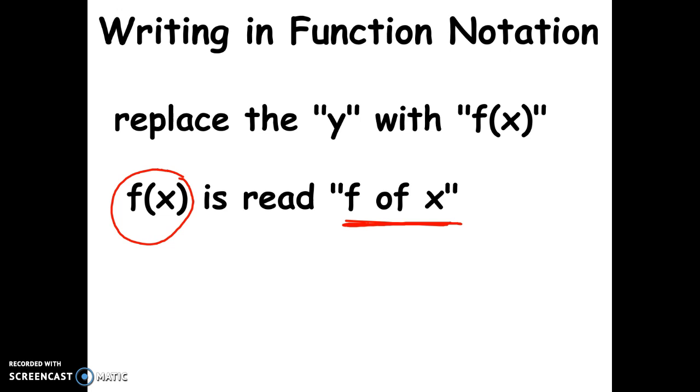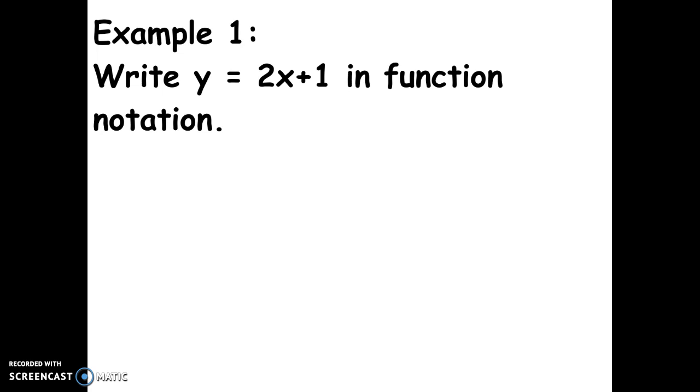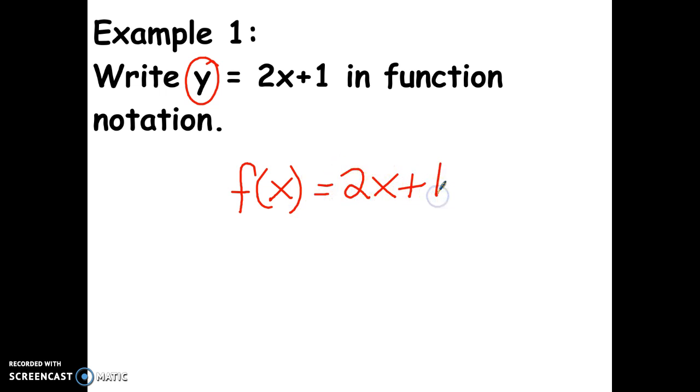All right, let's begin with example 1. Write y equals 2x plus 1 in function notation. Now, this is very simple. Again, as stated previously, all you're doing is replacing this y with f of x. So to write this in function notation, we'll simply write f of x equals 2x plus 1. And there you've written it in function notation.